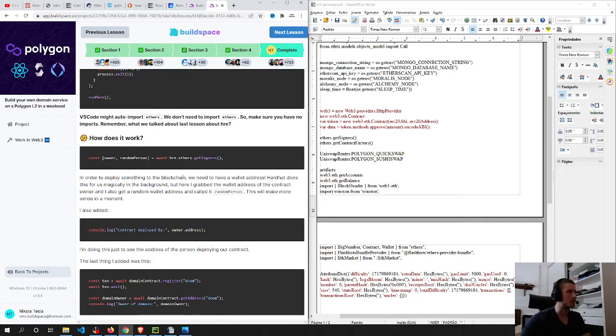In order to deploy something to the blockchain, we need to have a wallet address. Hardhat does this for us magically in the background. I grab the wallet address of the contract owner, and I also get a random wallet address and call it random person. So the first argument that it returns is the owner of the contract.